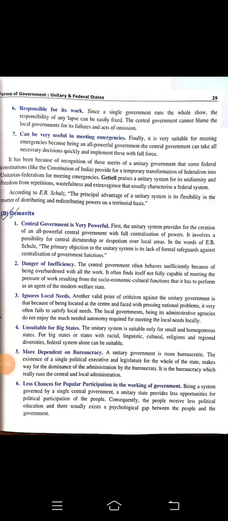In the next video, we'll continue taking up the example of the United Kingdom, and what the features of the United Kingdom are as a unitary state.